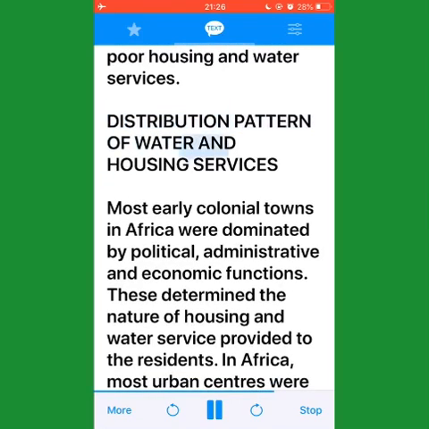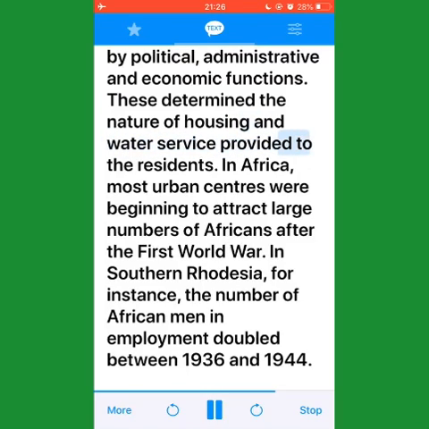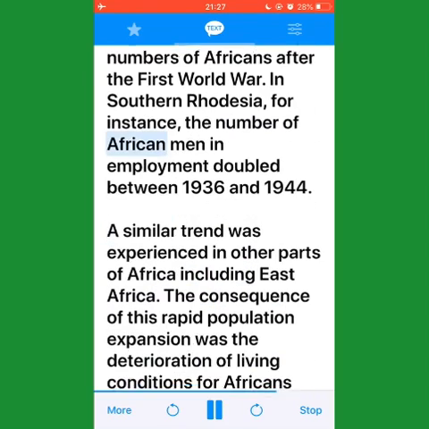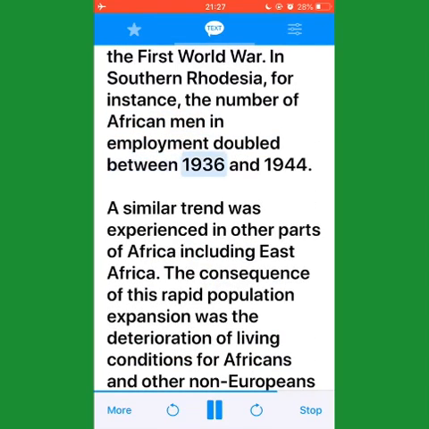Distribution pattern of water and housing services. Most early colonial towns in Africa were dominated by political, administrative and economic functions. These determined the nature of housing and water service provided to the residents. In Africa, most urban centers were beginning to attract large numbers of Africans after the First World War. In Southern Rhodesia, for instance, the number of African men in employment doubled between 1936 and 1944. A similar trend was experienced in other parts of Africa, including East Africa.